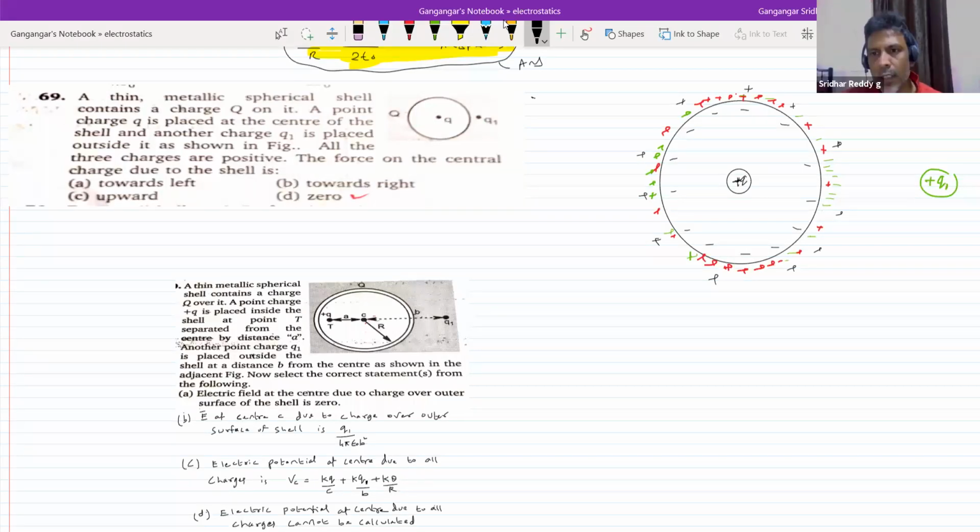So altogether, the charge distribution will be non-uniform. That much I can say. Non-uniform charge distribution. Non-uniform charge density. Okay, now he's asking, he didn't ask any mathematics, just the force on the central charge due to the shell.